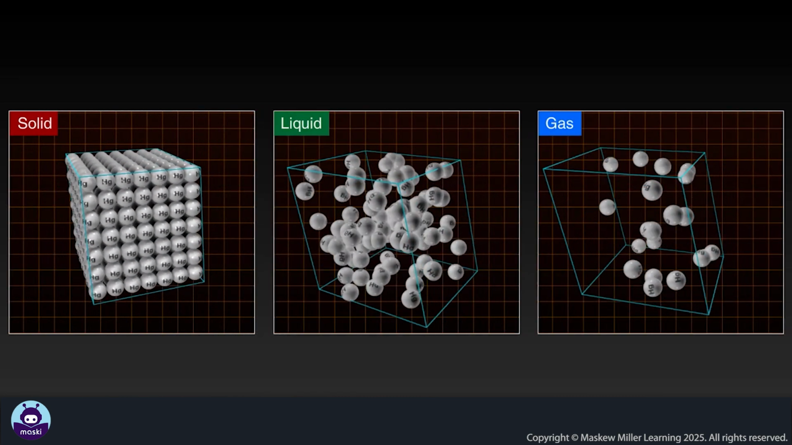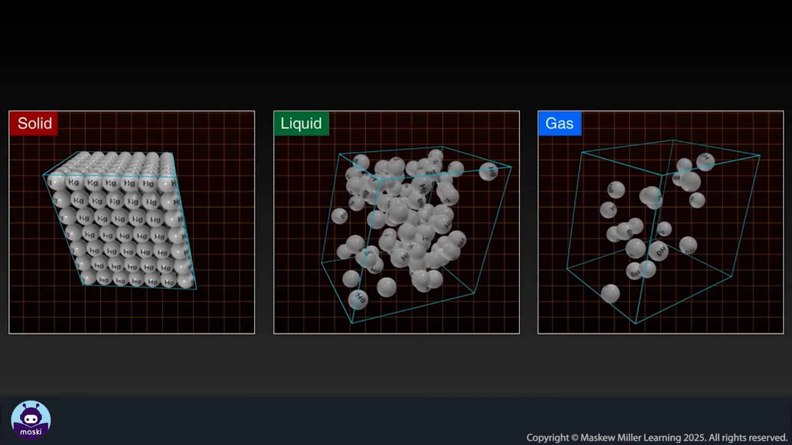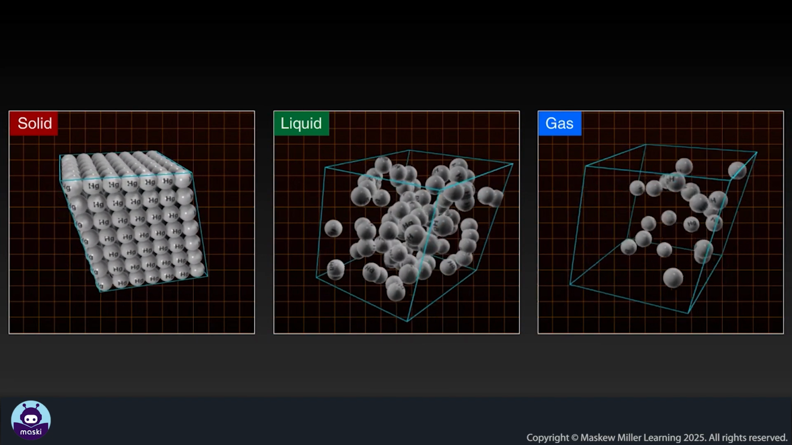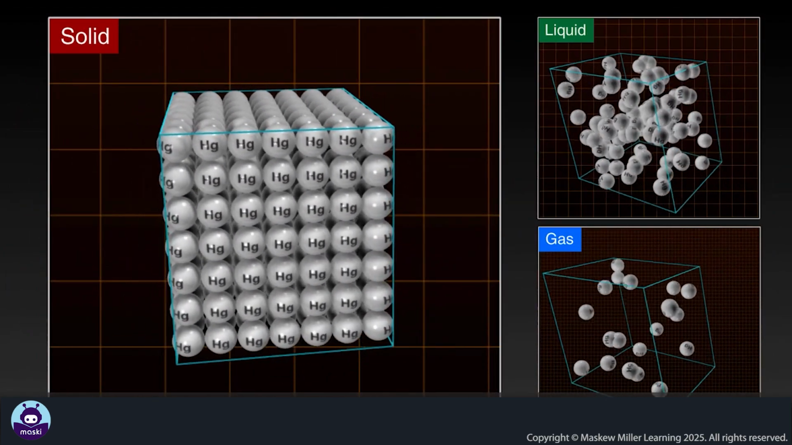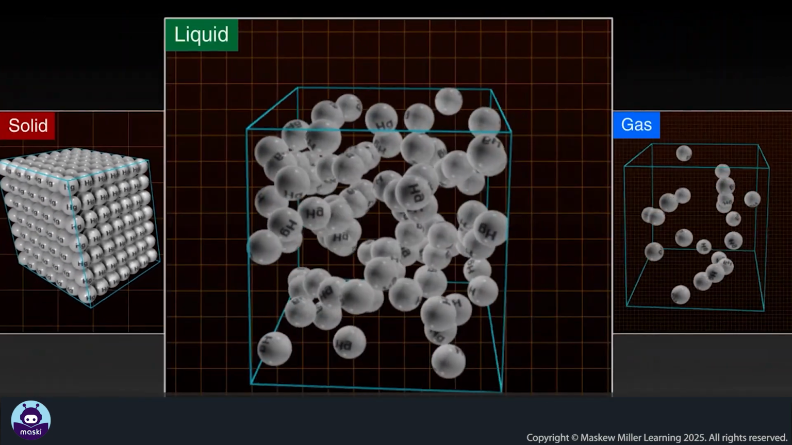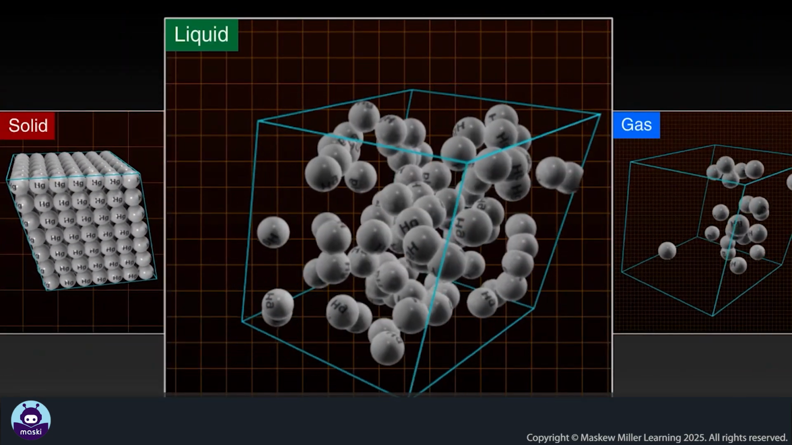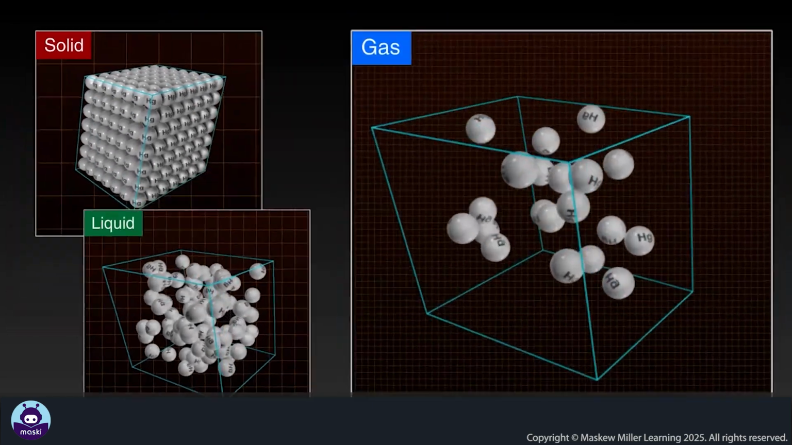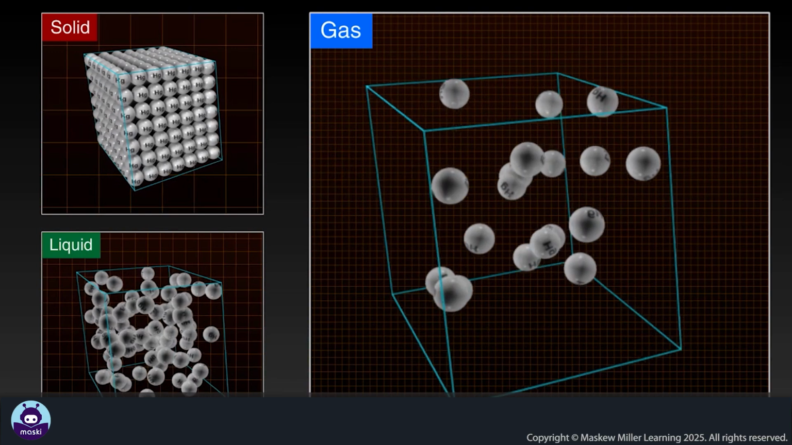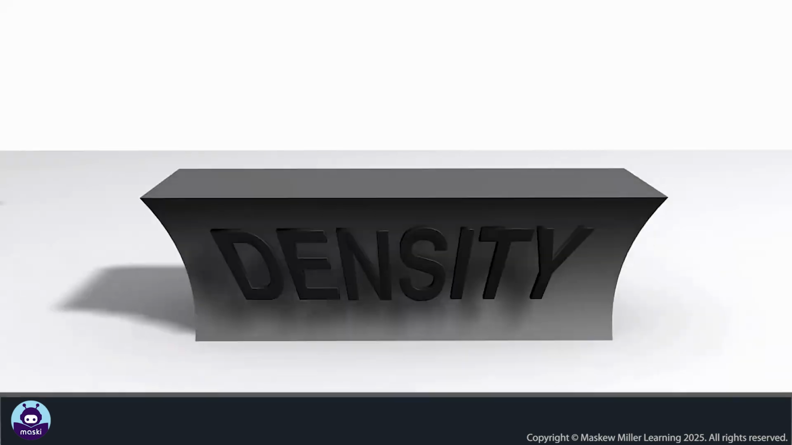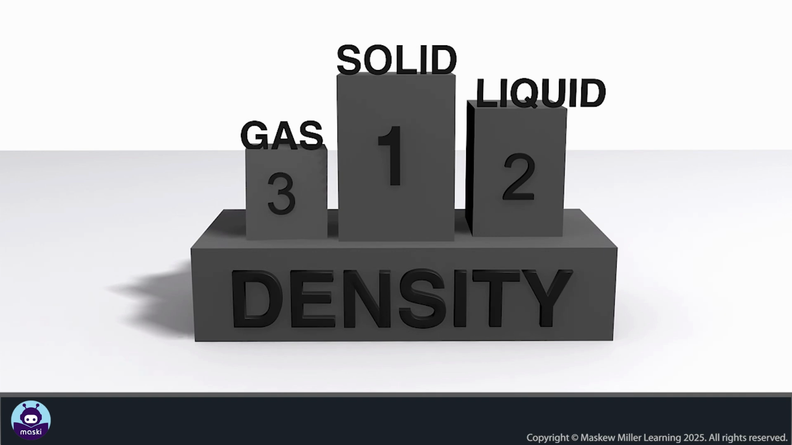In the solid state, the particles are closest together. In the liquid state, the particles are further apart, and in the gas state, the particles are furthest apart. The solid has the most matter in the same amount of space. The liquid has less matter than the solid in the same amount of space. And the gas has the least amount of matter in the same amount of space. So, usually solids are more dense than liquids, and liquids are more dense than gases.